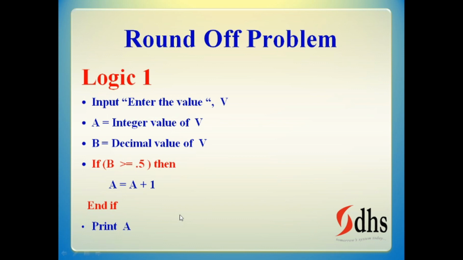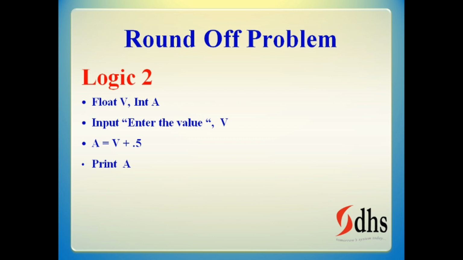You can think of another logic, a very simple logic. I am declaring float V, the value 14.7, and int A, an integer A. Here, to the 14.7 I am adding 0.5. 14.7 plus 0.5, what will it come to?